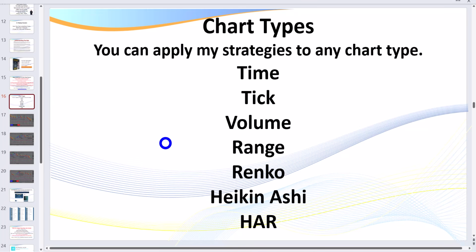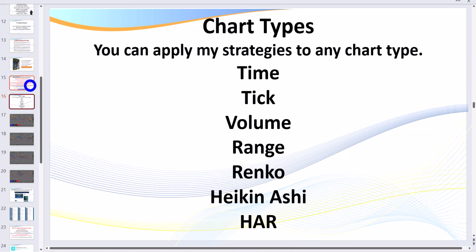Traders, there's a whole range of different chart types that we can use: time, tick, volume, range, Renko, or a combination of them and Renko. I usually trade nowadays using Renko and tick charts, and Renko by far is my chart of choice for new traders or those that are not yet making money consistently. However, you can apply my strategies to any market, any time frame and any chart type.